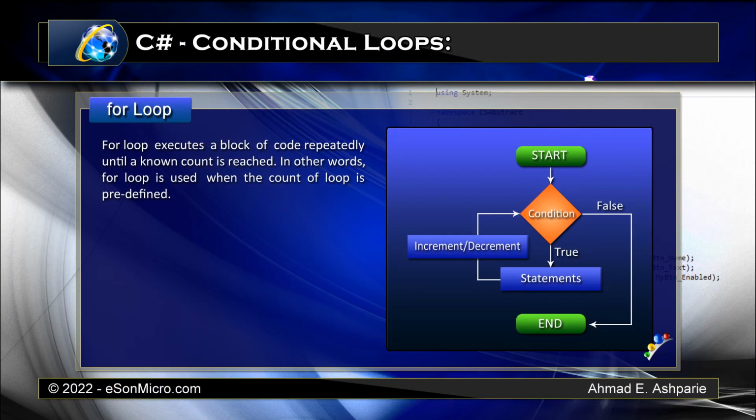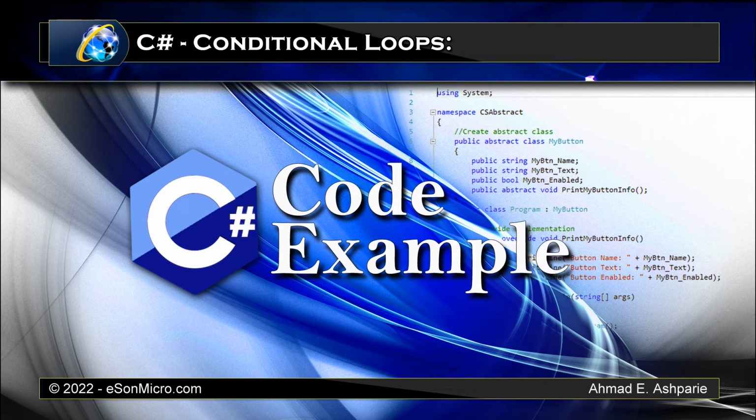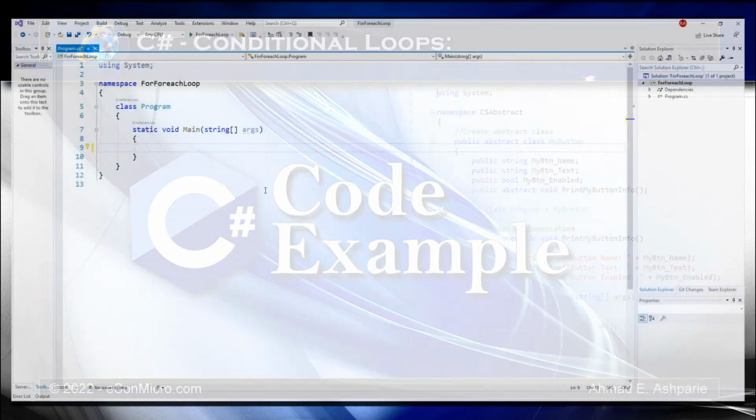For loop. For loop executes a block of code repeatedly until a known count is reached. In other words, for loop is used when the count of loop is predefined. Now, let's go to Visual Studio and try some examples.